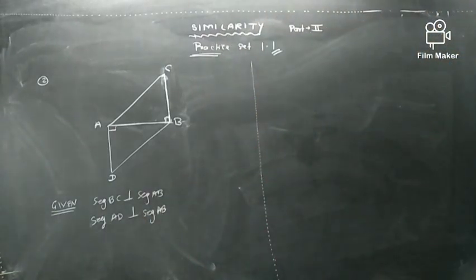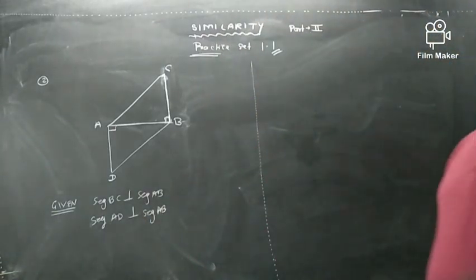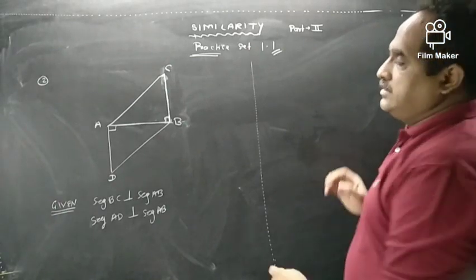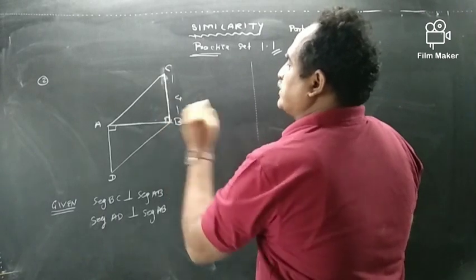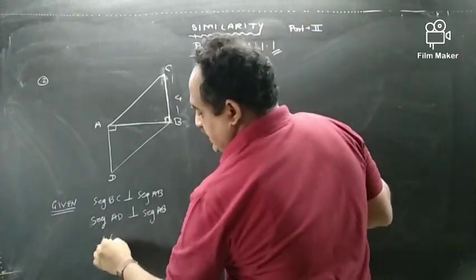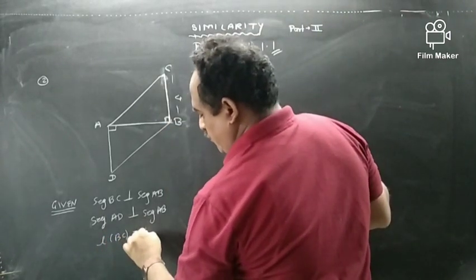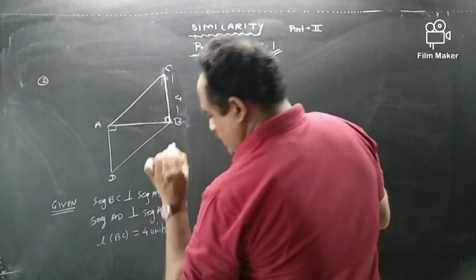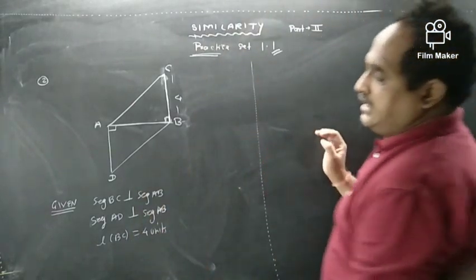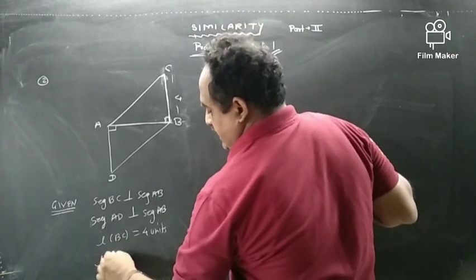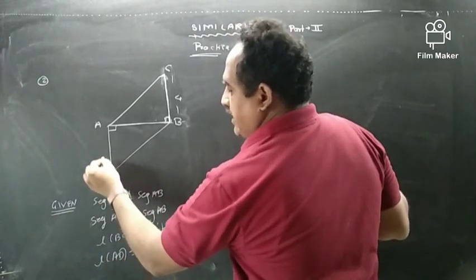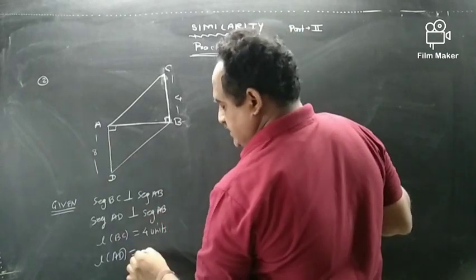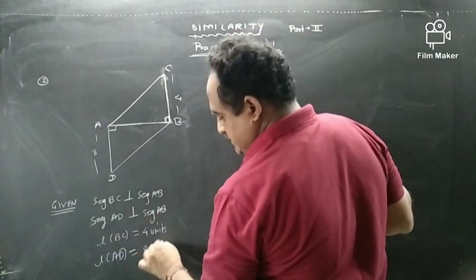Have they given any values? Yes, there is one value. Segment BC is equal to 4, length BC is equal to 4 units. And there is a second value also. Length AD is equal to 8 units.